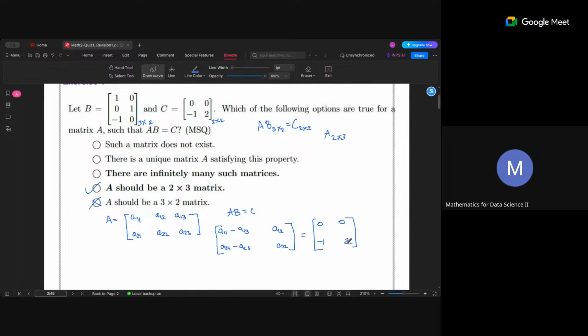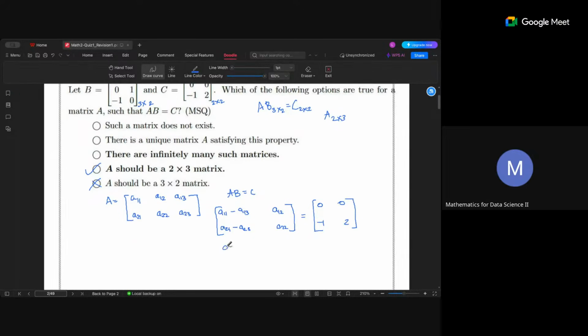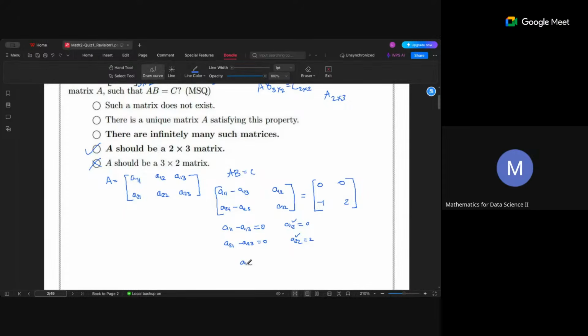Now we can equate the LHS and RHS. So you have A11 minus A13 equals 0, A12 equals 0, A21 minus A23 is equal to minus 1, and A22 equal to 2. So now these two are fixed. Now what about the remaining entries? What we know is that A11 equal to A13, and A21 is equal to minus 1 plus A23. Right? Only this much information we have.